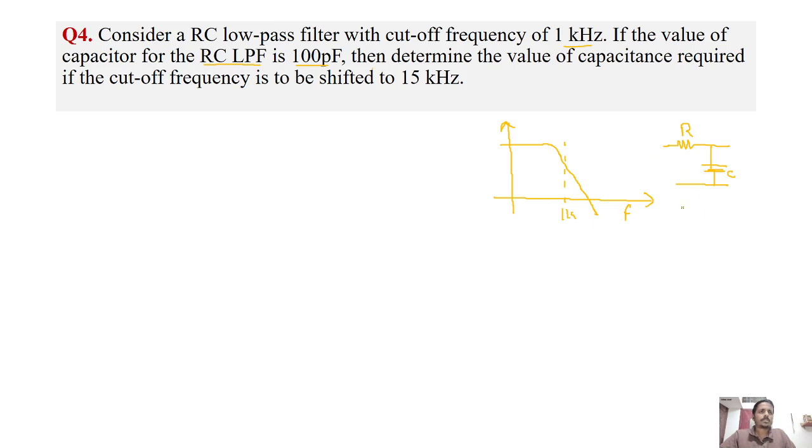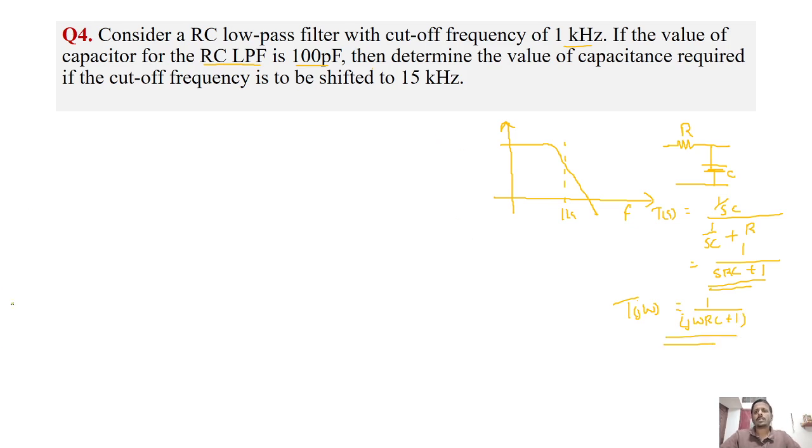Okay, so what is the transfer function of this? Transfer function T of S equal to 1 by SC divided by 1 by SC plus R, right? So that is 1 by SRC plus 1. So this is the transfer function, or in j omega terms, T of j omega equal to 1 by j omega RC plus 1. Okay, so this is the transfer function of this one.